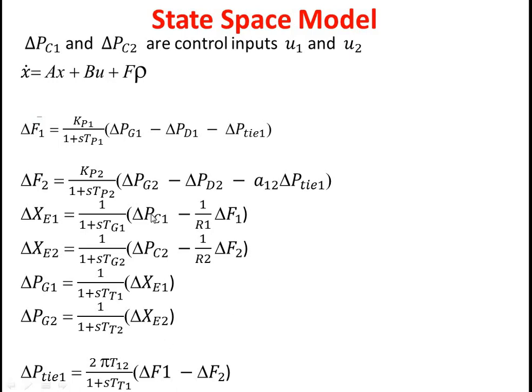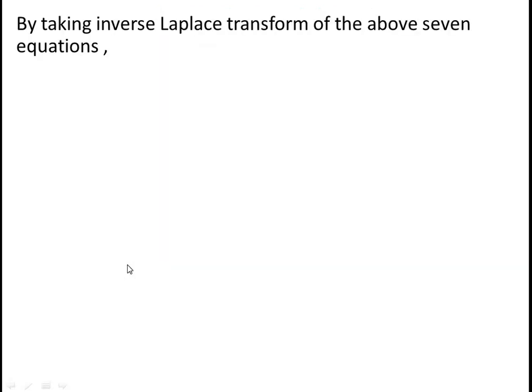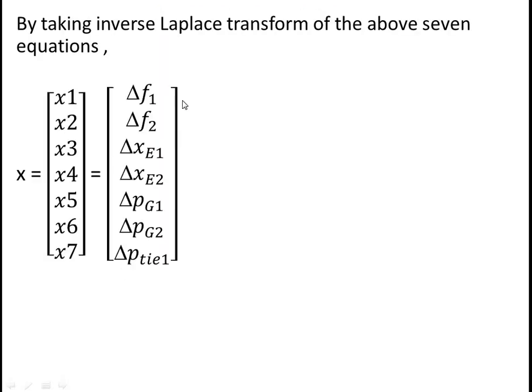So now, in order to get this dx by dt, we are going to convert all of these into the time domain. By taking the inverse Laplace for all the 7 equations, we can get the values of del f1, del f2, and so on, all in the time domain, up to del P tie 1. So we have gone from the s domain to the time domain by taking the inverse Laplace transform.